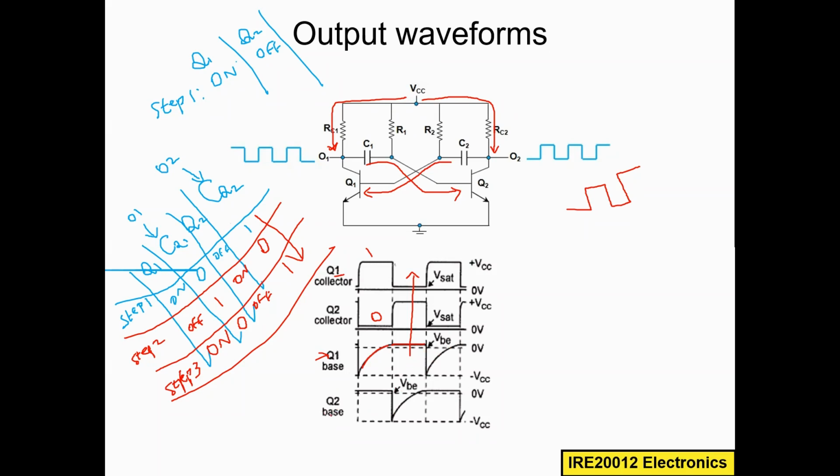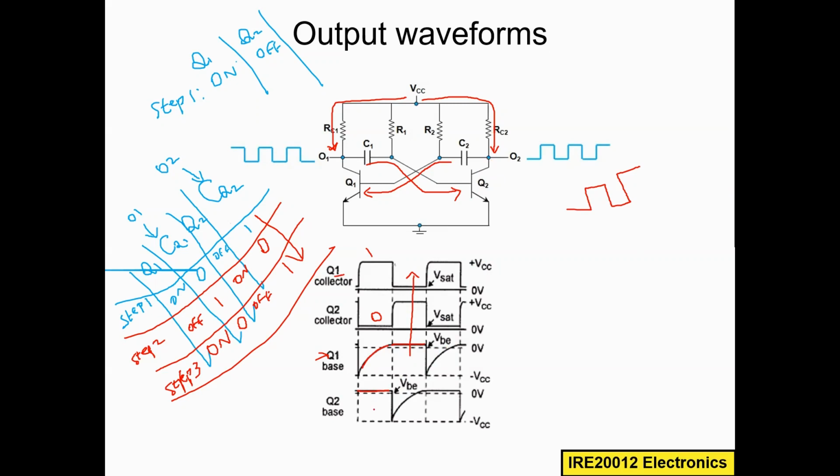This is also the same for the Q2 base. Here the base has a high voltage, which means Q2 is on. Q2 is on means there's a short circuit. Short circuit means this voltage will go to the ground. Then this will be the logic 0.